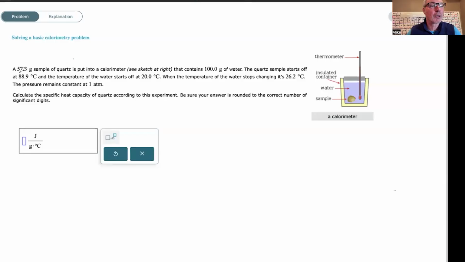So very similar. They even put the numbers in the same kind of places. There's a 57.3 gram sample of quartz. And then now the cup has 100 grams of water. So the masses are a little closer together. The quartz is at 88.9 degrees. The water is at 20 degrees. And then they both end up at 26.2.